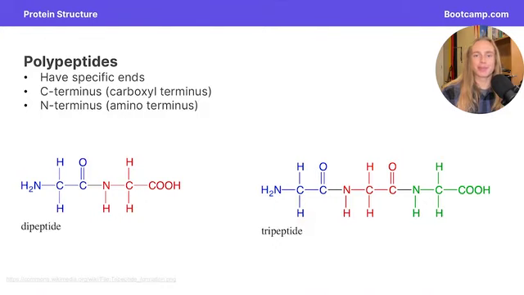Once two amino acids have come together and we've formed a dipeptide, this dipeptide is going to have specific ends. On one end, we have a C terminus, which is our carboxyl terminus that has a carboxylic acid functional group, and on the other end, we have our amino terminus. This directionality is going to be applicable to all polypeptides, with all polypeptides possessing a C terminus and an N terminus on the opposite side.